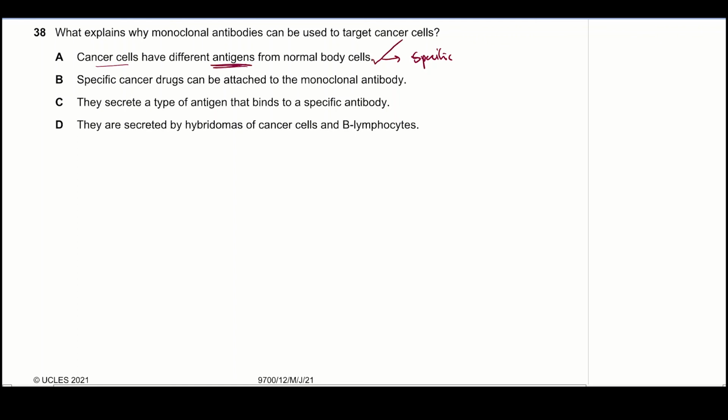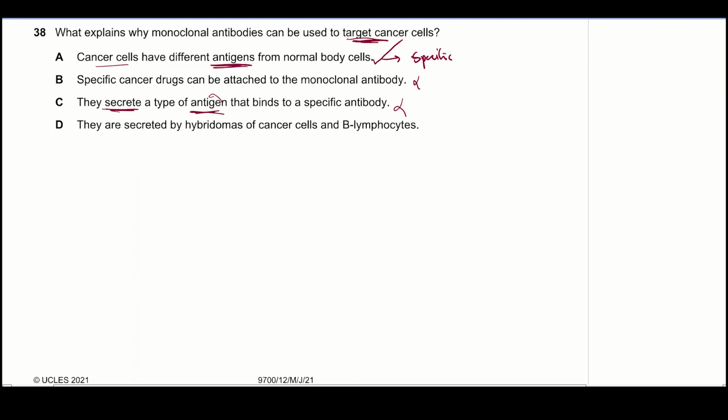B. Specific cancer drugs can be attached to the monoclonal antibodies. This is correct, but it does not give a reason why it targets only cancer cells. So this is not correct. C. The type of antigen that binds to a specific antibody. This is incorrect because cancer cells do not secrete antigens. They have antigens on their cell surface membrane, but they don't secrete it.